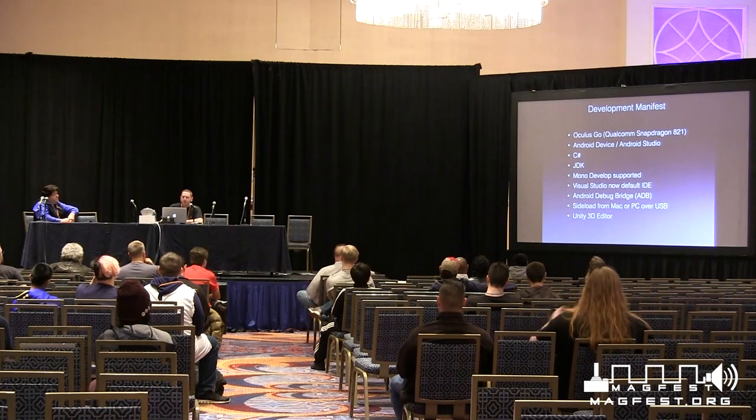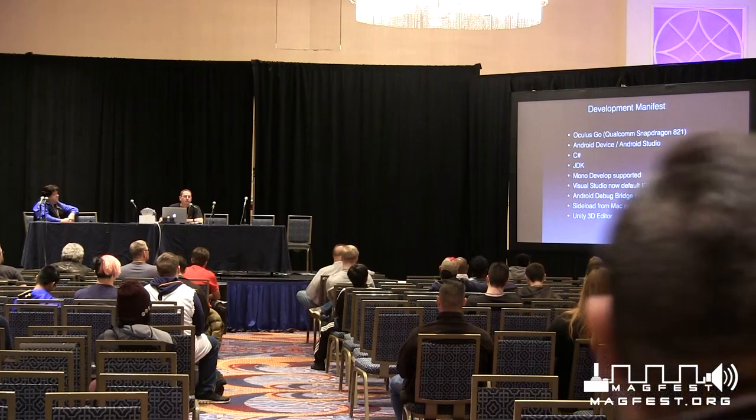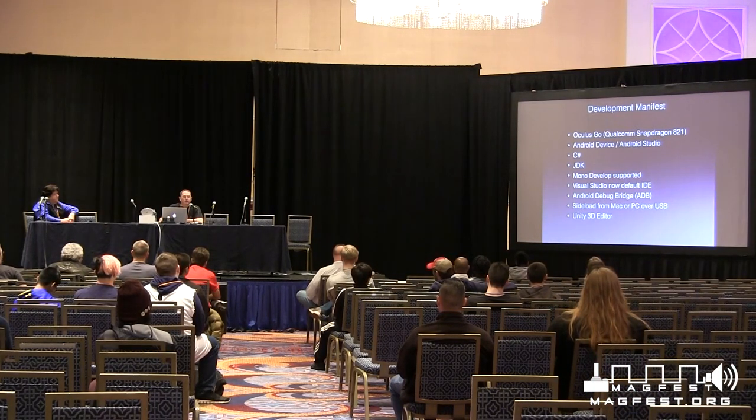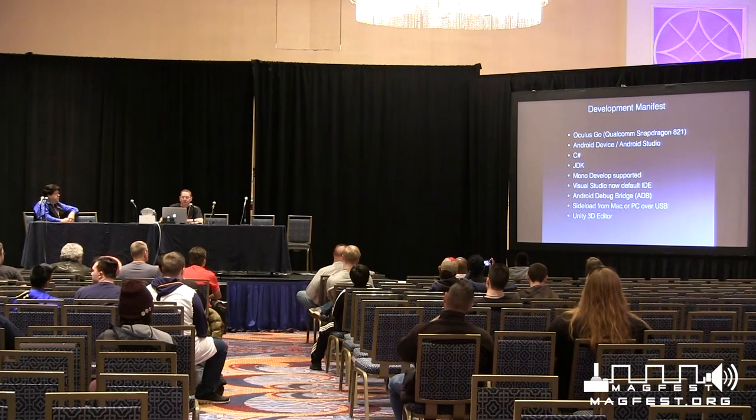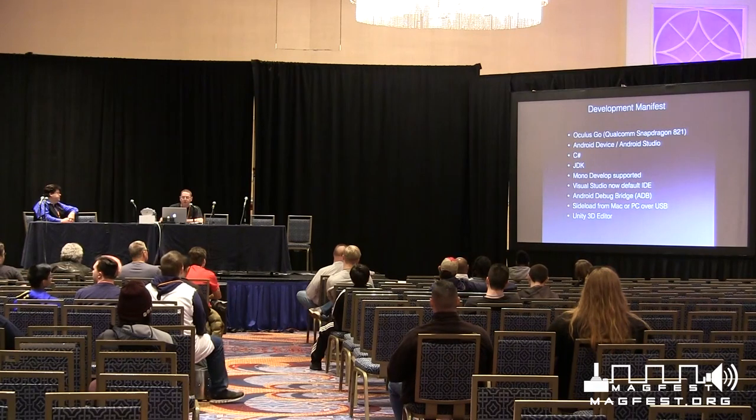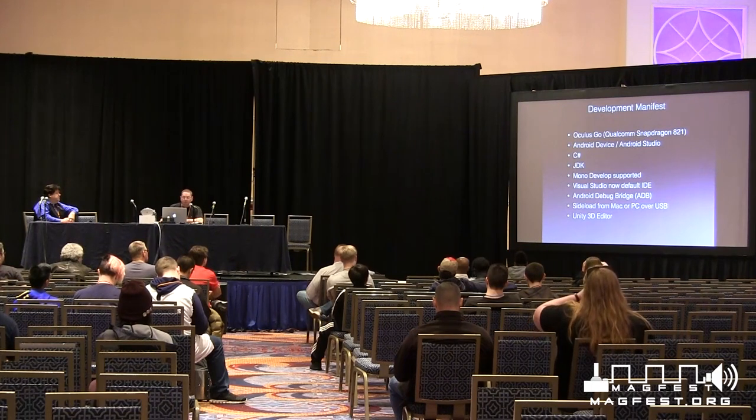The equipment we're going to need to develop for the Oculus Go, which has a Qualcomm Snapdragon 821 processor in it. That's basically an Android cell phone processor. But it works very well. We need Android Studio, C Sharp, which is included with the MonoDevelop system, the Java Development Kit, JDK, and now Visual Studio has become the default IDE instead of Mono, so you might want to be aware of that. We're going to also need a package called the Android Debug Bridge, the ADB, which facilitates sideloading of the app from Unity into the Oculus device, and of course the Unity 3D editor.